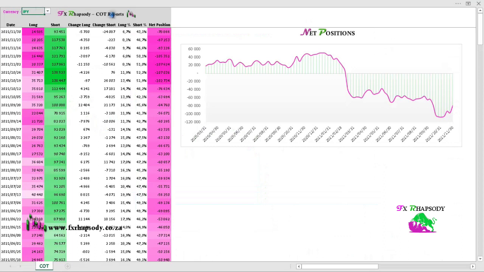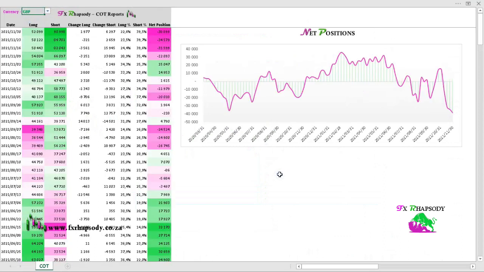When we look at the COT reports, we're looking at the British pound. We can see that the British pound is currently at an extreme low. As you can see, it's at negative 38, almost 39,000 net positions, meaning it's an extreme low.